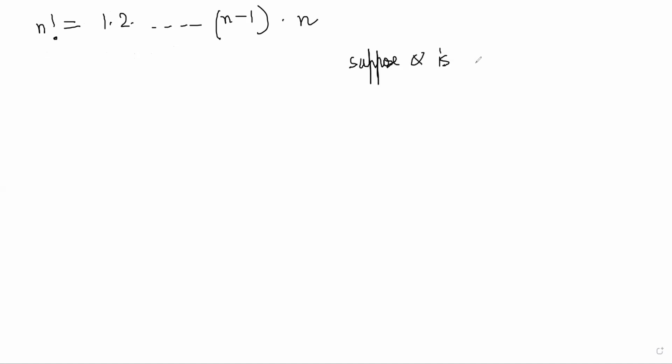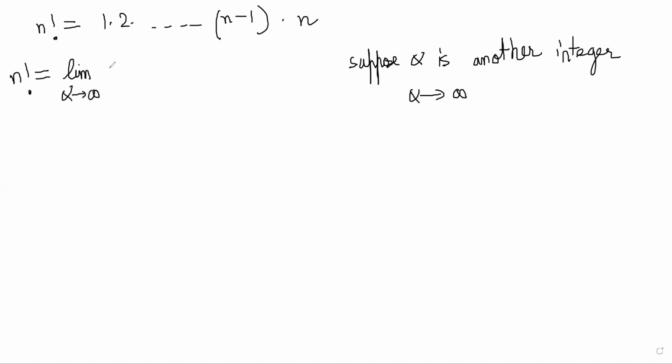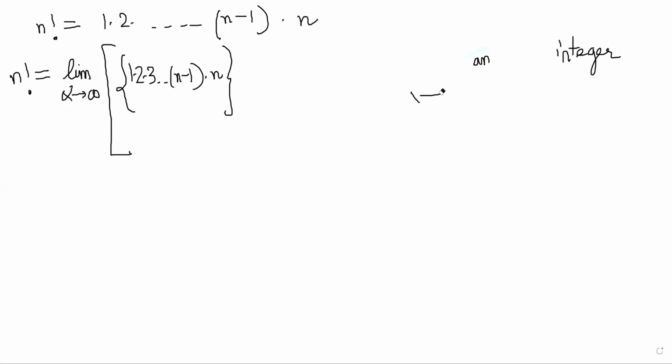So suppose alpha is another integer, and we will eventually say alpha tends to infinity. So the exact value of alpha doesn't matter, because eventually we'll say limit alpha tends to infinity. So now we can write n factorial as the limit of alpha tends to infinity, and I will write it like this. This becomes 1 into 2 into 3 till n minus 1 into n in brackets, and then I'll multiply it with, I will remove this off here.